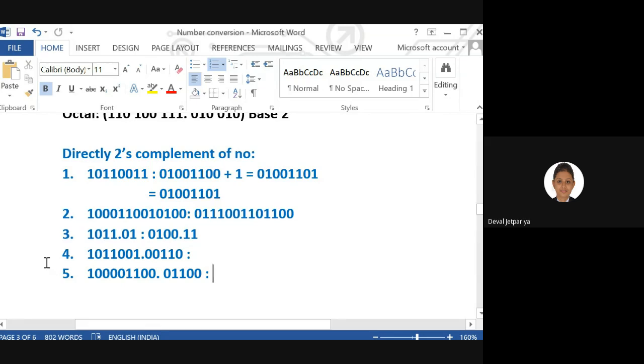Uday, let me verify. 440101. Yes, it is correct. Good. 00101. Okay. You have to prepare this document. Correct.